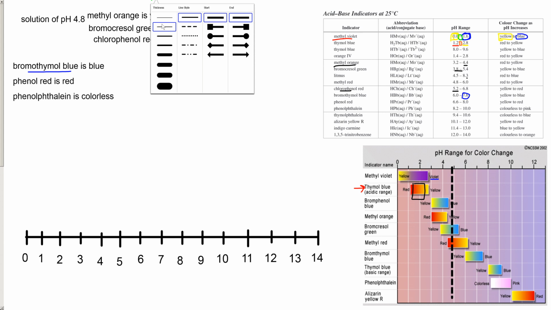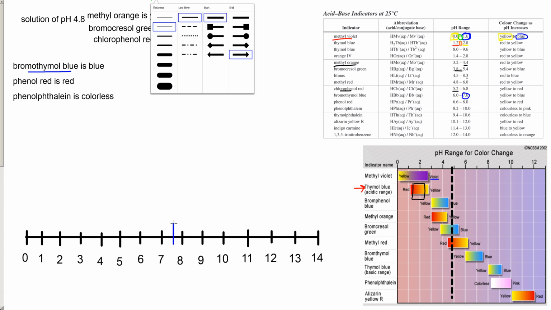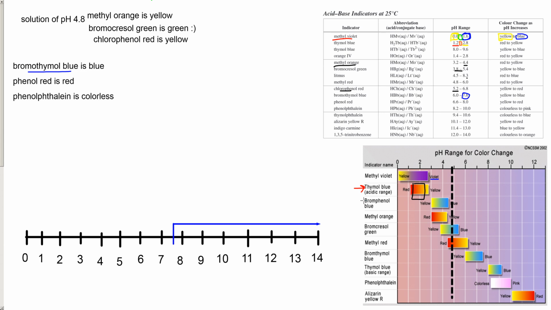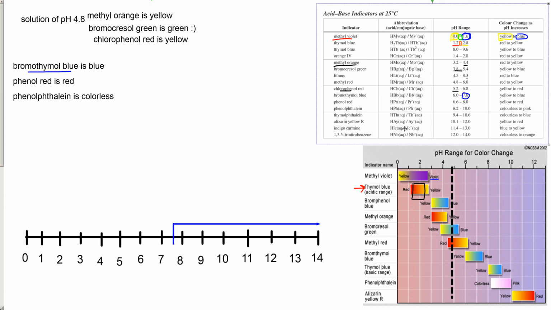So here is roughly 7.6, and I'm going to use the tools that I have at my disposal and make a nice little arrow. So that means whenever the pH is above 7.6, bromothymol blue has the color of blue. What about phenol red? Same idea. Phenol red is red above pH of 8. So I'm going to draw another vertical line and another horizontal line saying when the pH is above 8, my phenol red has a red color.